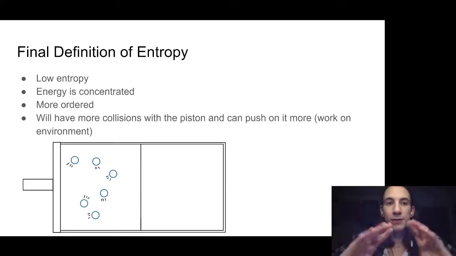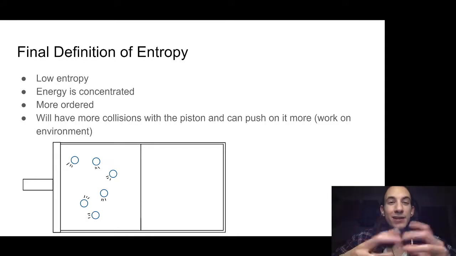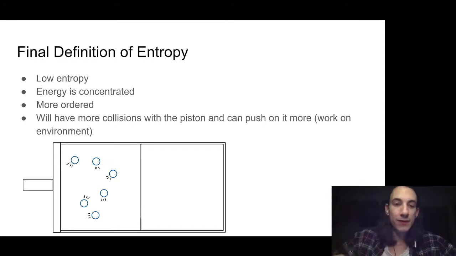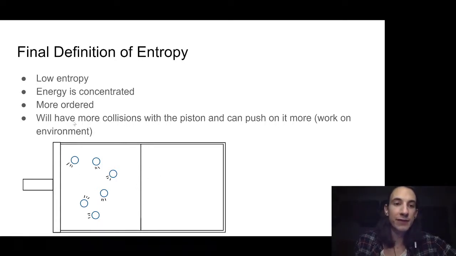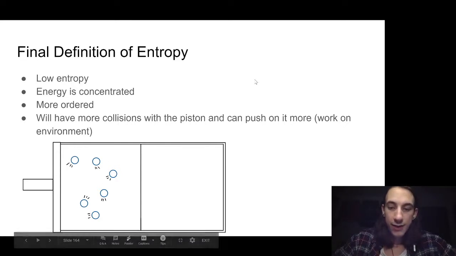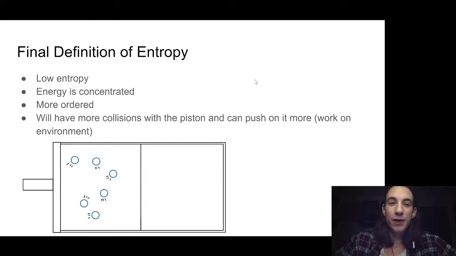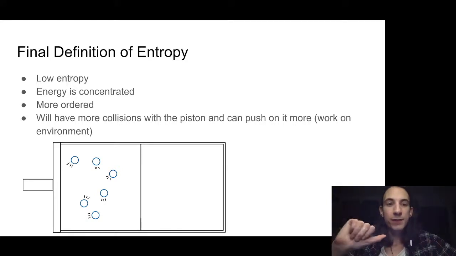But we can think about this with a thought experiment. So let's say that we have these particles. Right here we have this divider that we can get rid of if we wanted to, and over here is a piston. So right now we have these particles, and if we think about it, they're at a lower entropy than if we pulled that barrier out. They're at a lower entropy because of a few reasons.